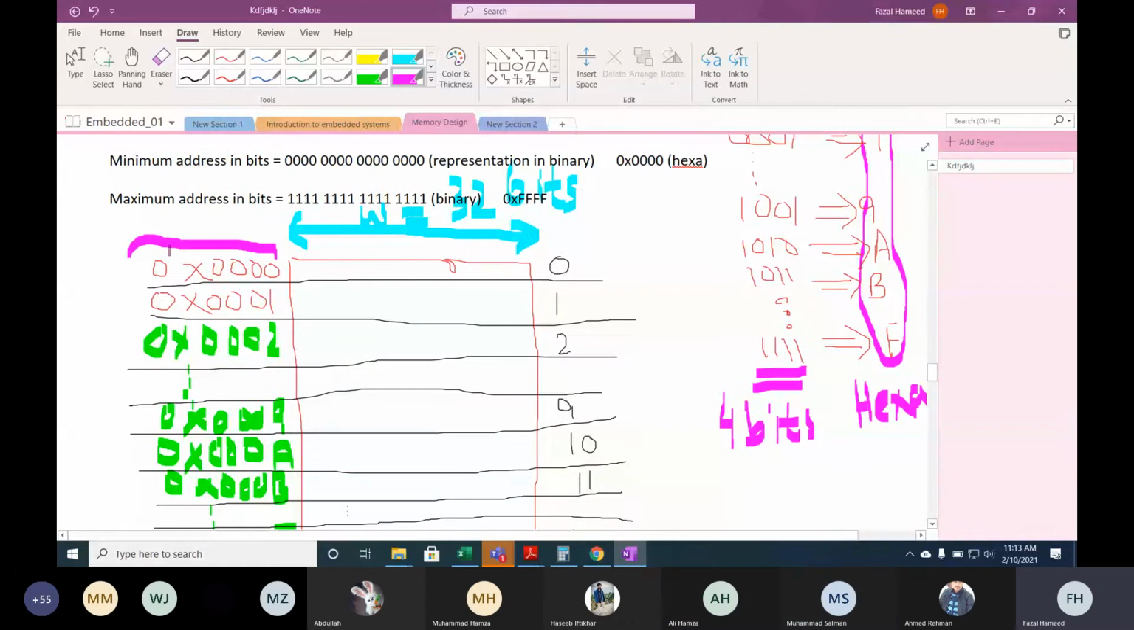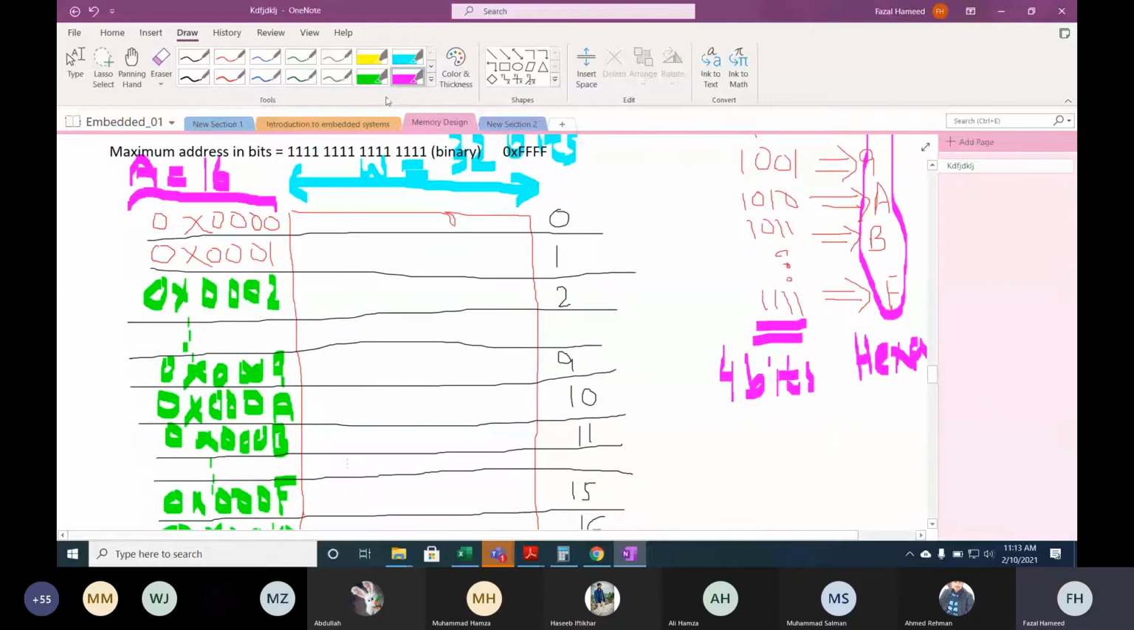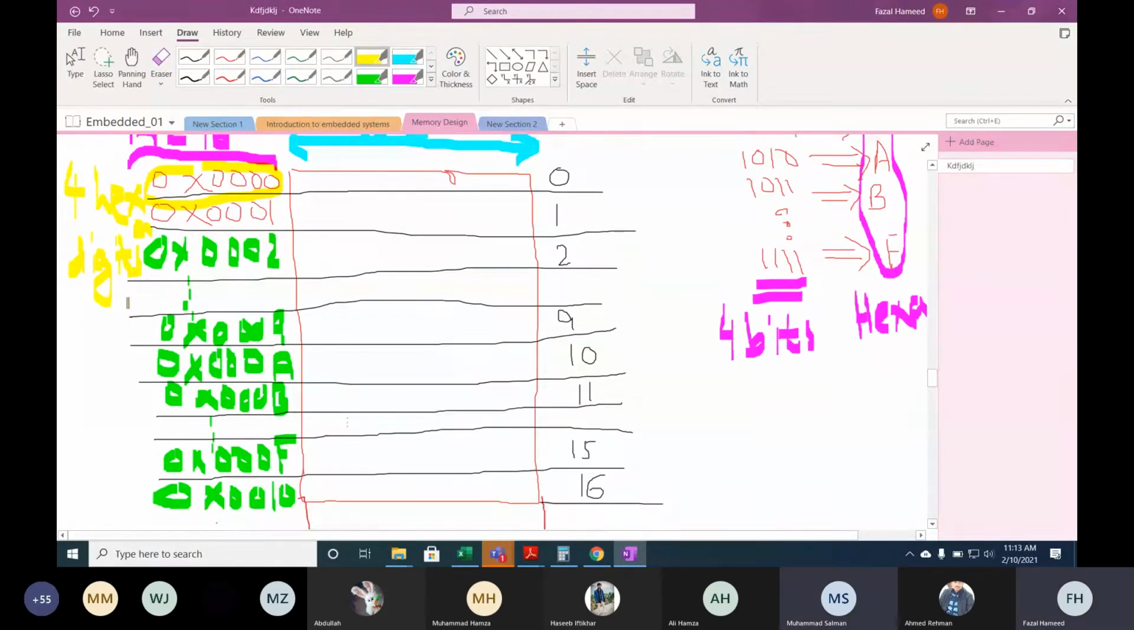Okay, if we see the address lines, what are our address lines? A is equal to 16. So how many hexadecimal digits do we require? 4 hexadecimal digits. Did you understand? Yes, sir.